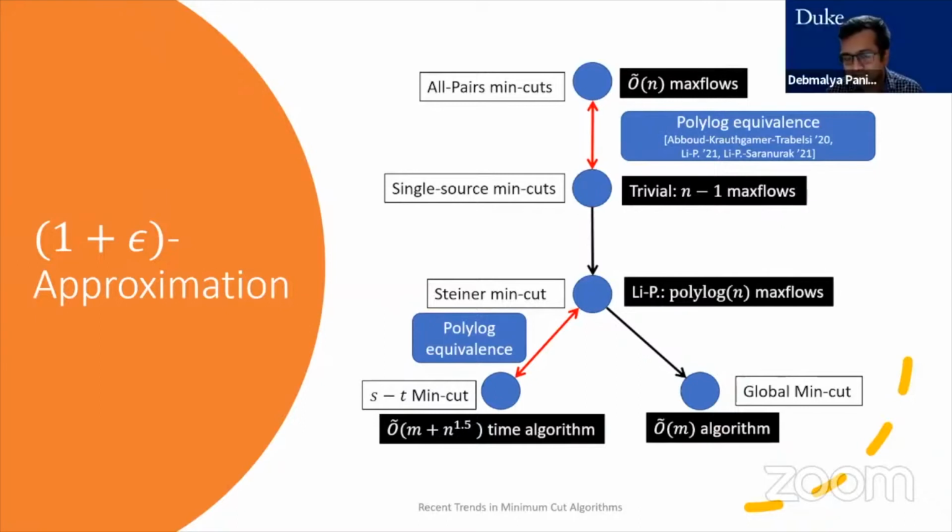So as I was saying, our real focus is on this single source min-cuts problem, and we want to do something using approximations. Let's see what changes if you allow approximations.